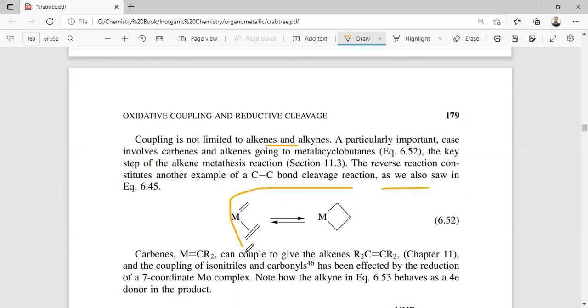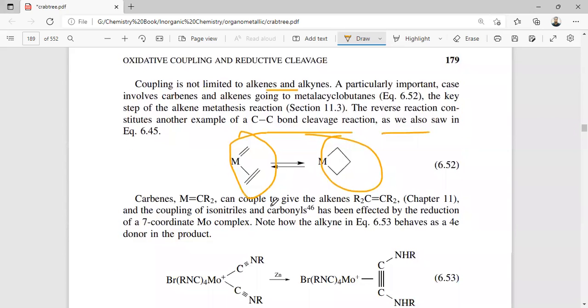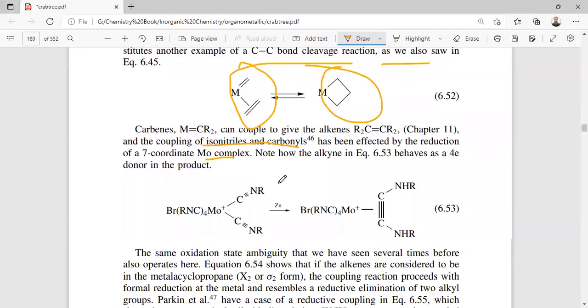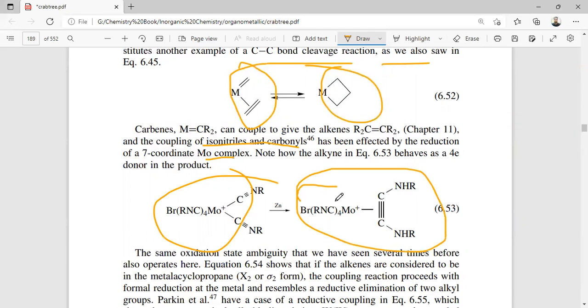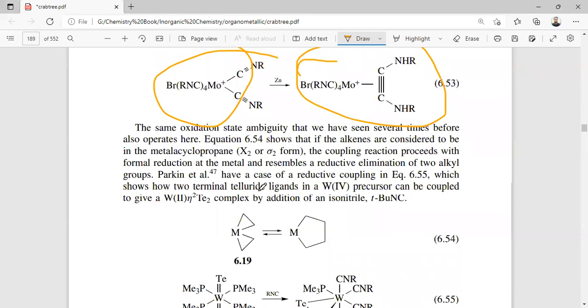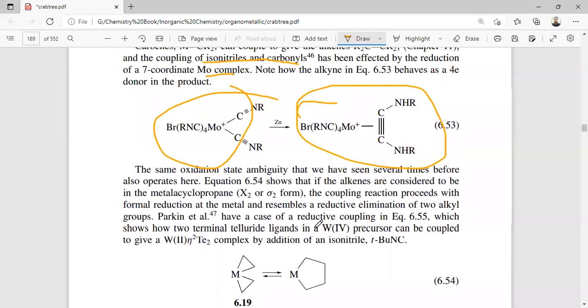So here we found that the carbenes M=CR2 can couple to give this alkene R2C=CR2. The coupling of the isometal and carbons can also be effected by reduction of a rhodium complex. So here we found this product, plus the same oxidation state ambiguity that we have seen several times before also operates here.